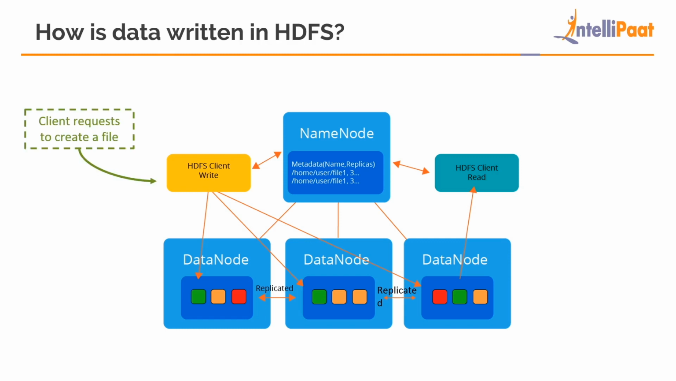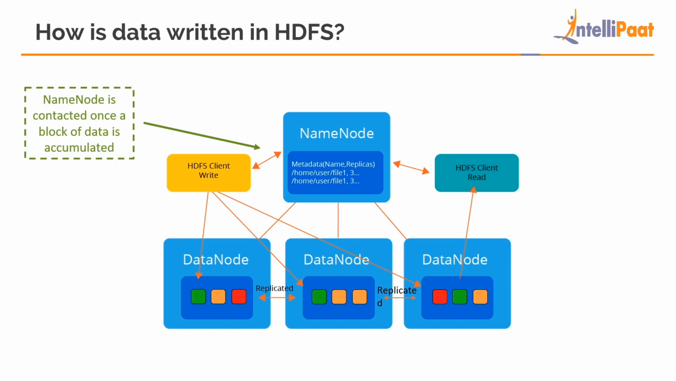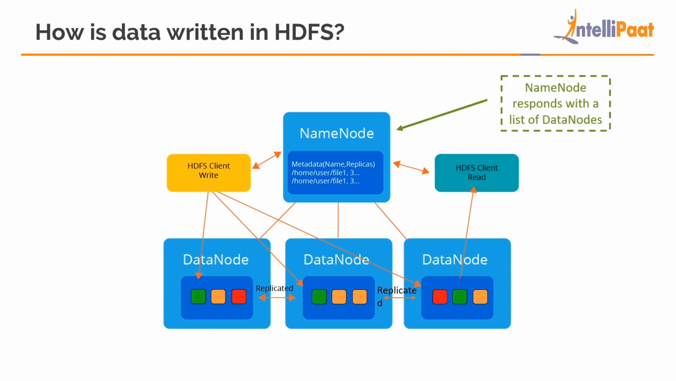So if we actually look at the process of how data is written into the HDFS, just to get a good idea of how this works. The first step is the client requests to create a file, and the name node is contacted upon this request that the client wants to write a file into the HDFS cluster. So the name node is contacted once the block of data is transferred by the client.